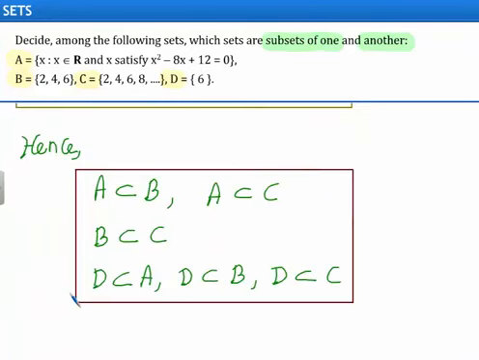Hence, we can write A is a subset of set B as well as set C, and B is a subset of set C, and set D is a subset of set A as well as set B and set C. This completes the solution.